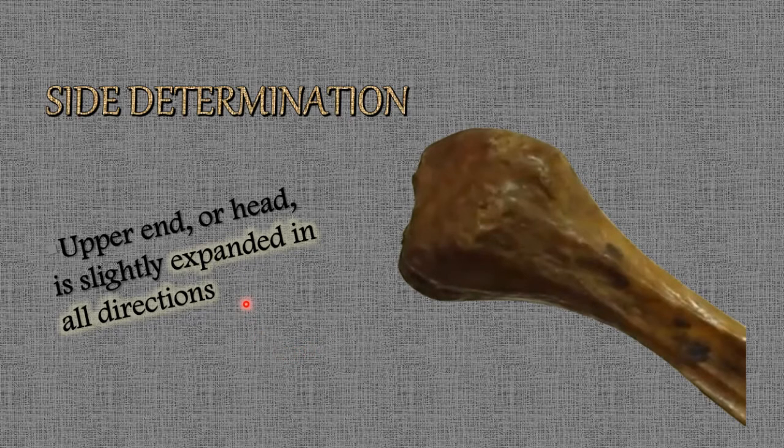The upper end or head is slightly expanded in all directions. As you can see, this is the upper end or head, which is slightly expanded in all directions. You will not hold it down, so you have to see. And number 2 point, on the upper end there is an upward projecting apex that is called the styloid process. So this is another point to identify the upper end.